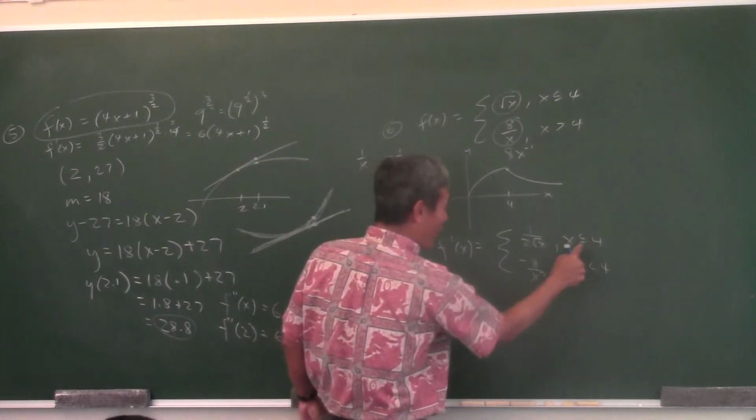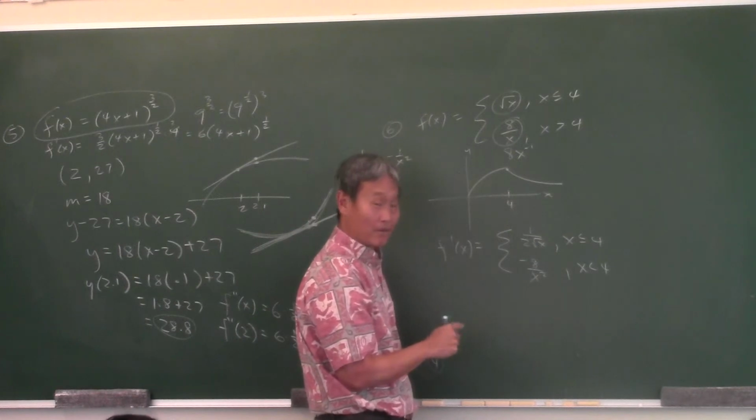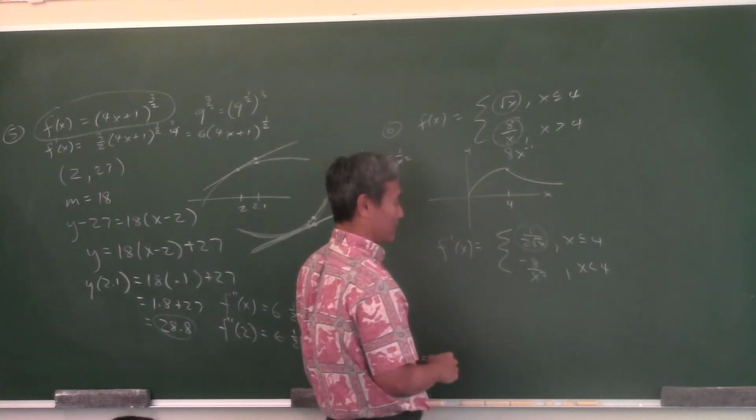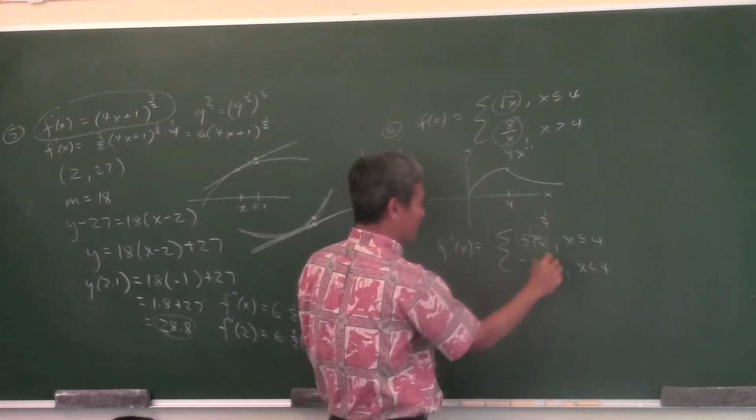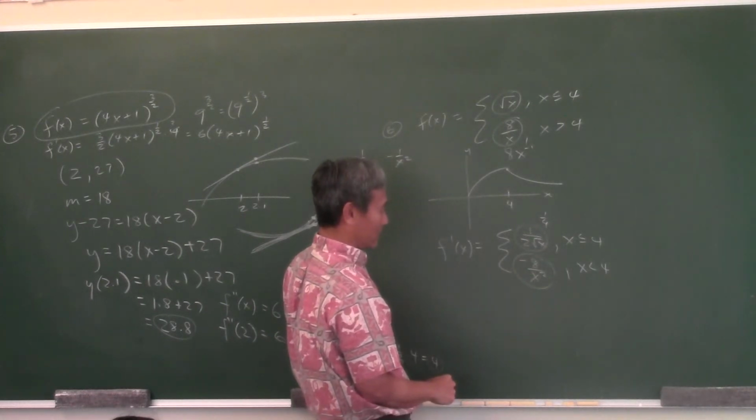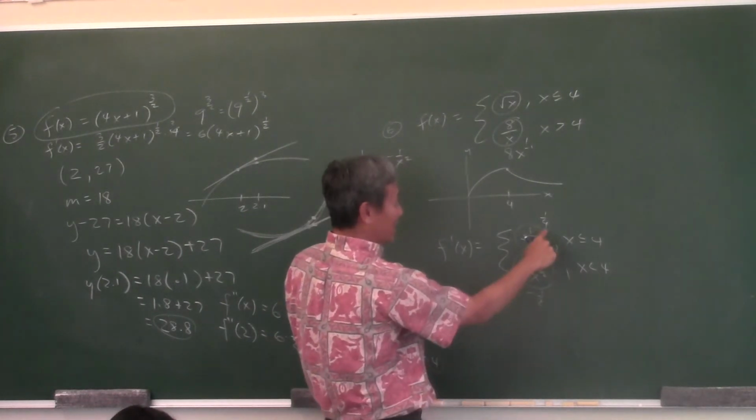So if I plug in 4 here and 4 there, do you get the same number? Plug in 4 here, what do you get? 1/4. Plug in 4 there. Negative 1/2. See, this is the left-hand slope.